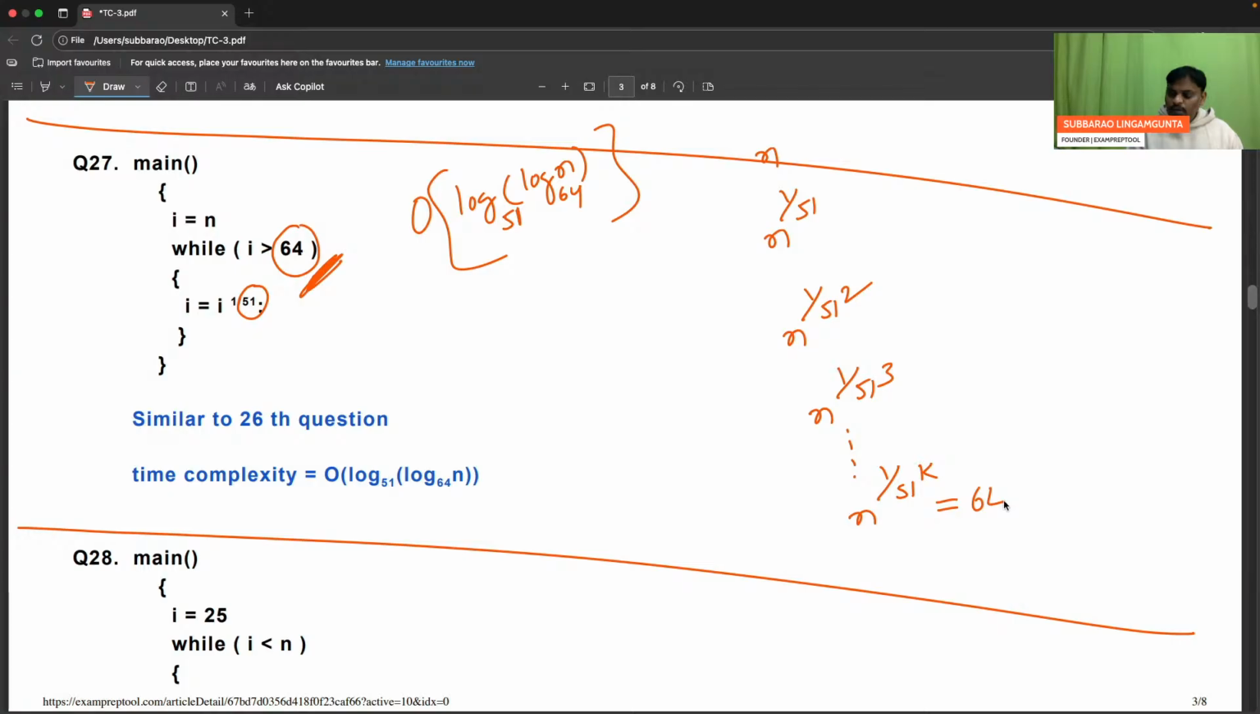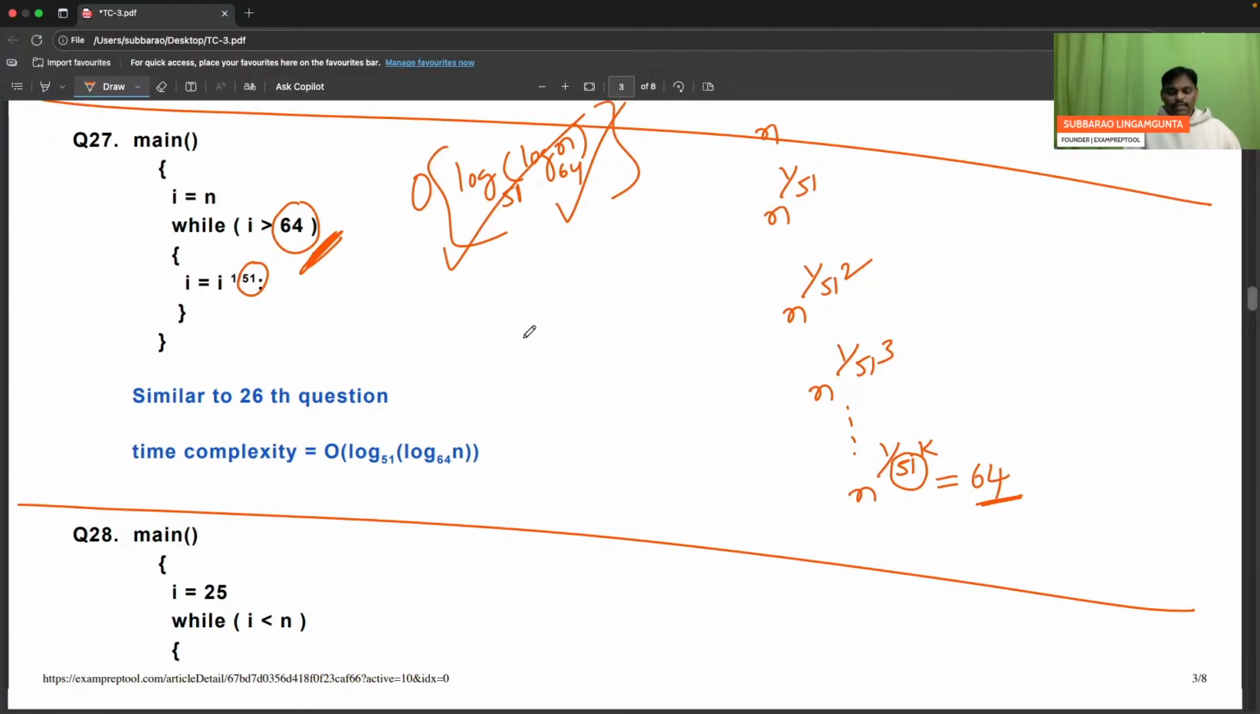Stop it. Remember, this person is there in the upper. So this number only I am able to see first, so I have to eliminate this number. So log 64 apply first. Next apply, this number will fall down. Then apply log base 51. So answer is log n, base 64 inside, base 51 outside. That is the answer.